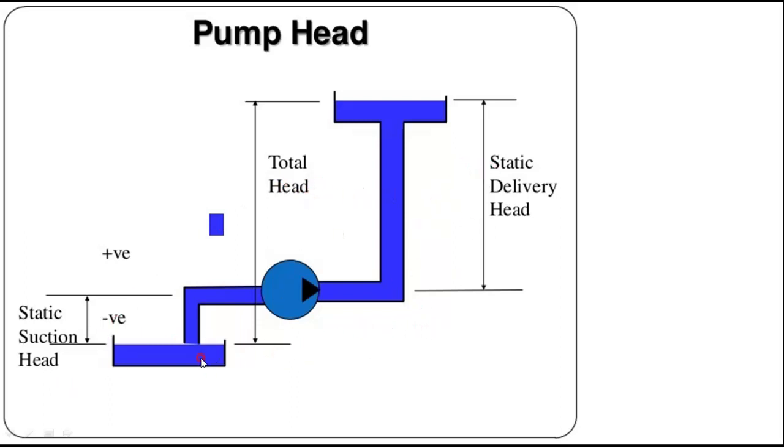Apart from that, there will be some energy losses when the water is flowing through the pipe. It might be a friction loss, or a bend loss, or some other obstacle losses. That also we need to consider when we design a pump. That I will teach you when I take numericals.